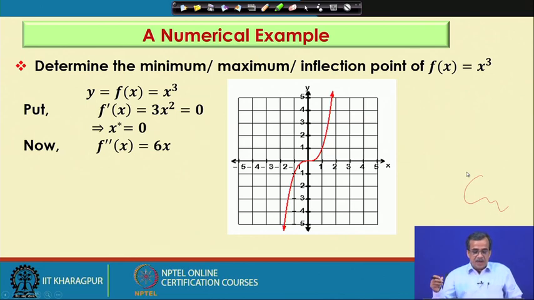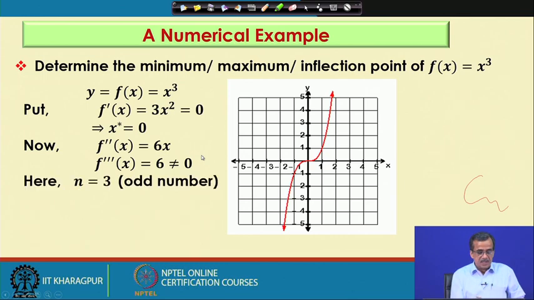So, f double prime x is equal to 6x. Now, if I put x equals 0, this becomes equal to 0, so this is not a non-zero quantity. Next, we go for the third order derivative, that is f triple prime x, which is equal to 6, and it is not equal to 0. That means the value of small n is equal to 3, and it is an odd number.